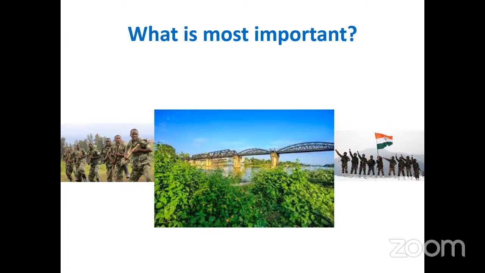So the query is, what is most important in this figure? There is an enemy, there is an army, there is a river flowing here. Army is here, enemy is across the river. Now how will the army win?